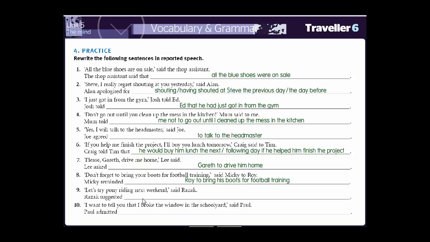9. "Let's try pony riding next weekend," said Razak. Razak suggested trying pony riding the following weekend. 10. "I want to tell you that I broke the window in the schoolyard," said Paul. Paul admitted to breaking or having broken the window in the schoolyard.